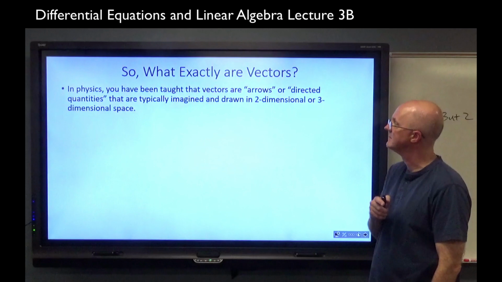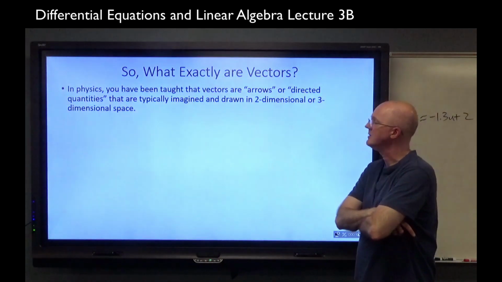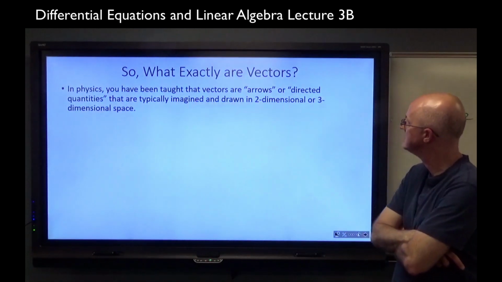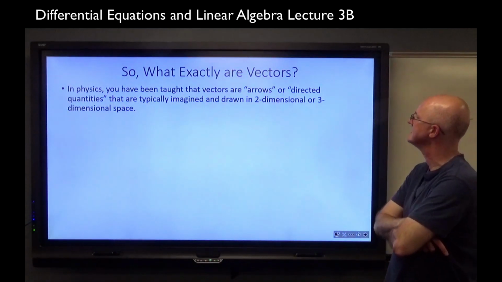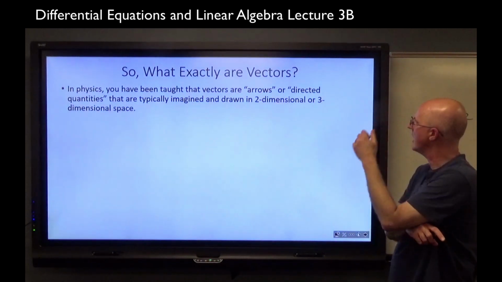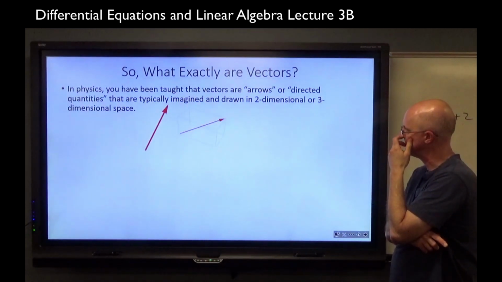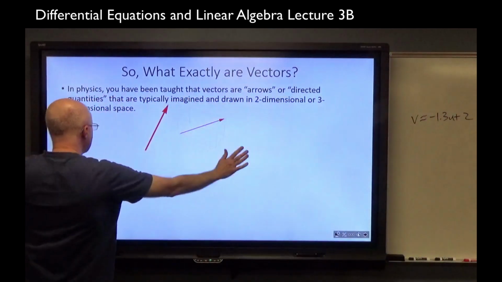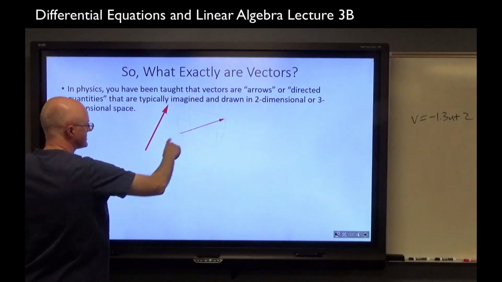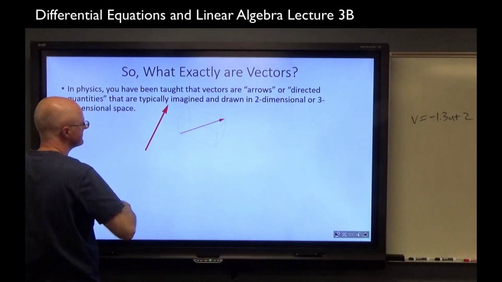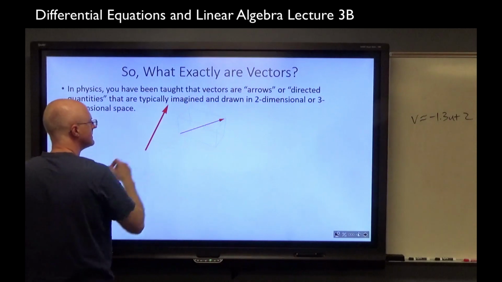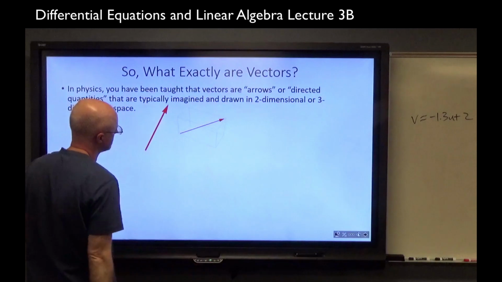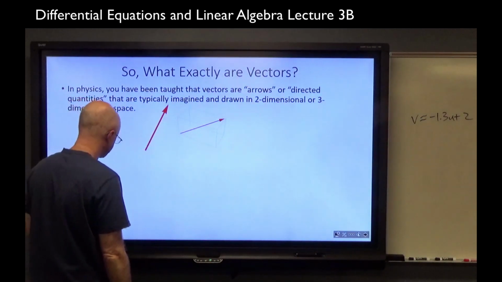But in physics, or engineering, you probably were taught, maybe even back in high school, that vectors are arrows, directed quantities that are typically imagined and drawn in two-dimensional or three-dimensional space, things like this. It's an arrow. It's a two-dimensional vector sitting in the plane. This one, if you imagine this perspective, is a three-dimensional vector sitting in three-dimensional space. Maybe it, well, this kind of comes out of the screen based on the way this box is situated. Imagine it's three-dimensional.